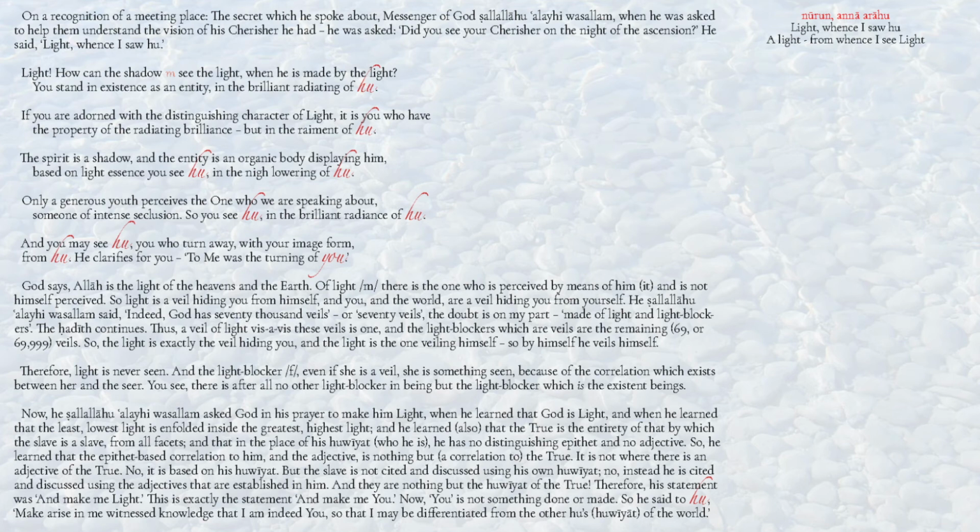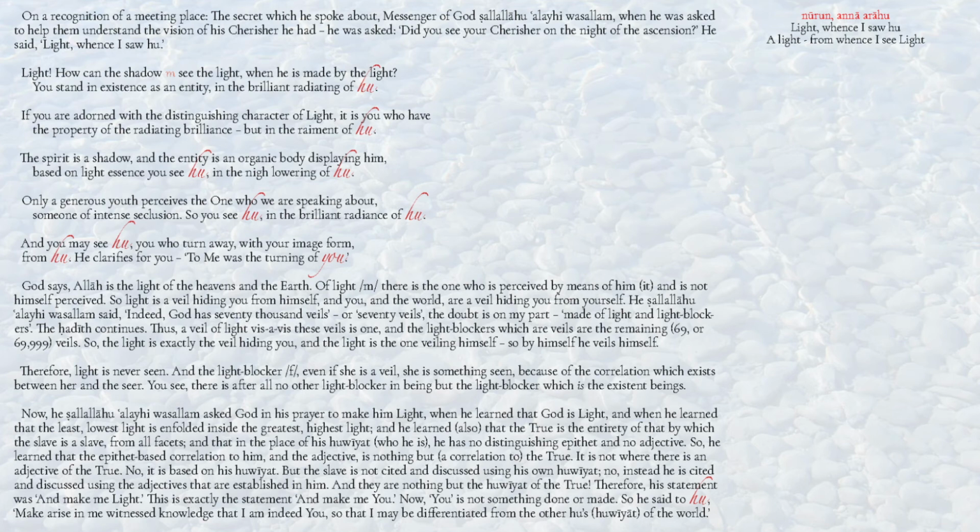The hadith continues. Thus, a veil of light vis-a-vis these veils is one, and the light blockers, which are veils, are the remaining 69 or 69,999 veils. So the light is exactly the veil hiding you, and the light is the one veiling himself. So by himself, he veils himself. Therefore, light is never seen. And the light blocker, even if she is a veil, is something seen because of the correlation which exists between her and the seer.